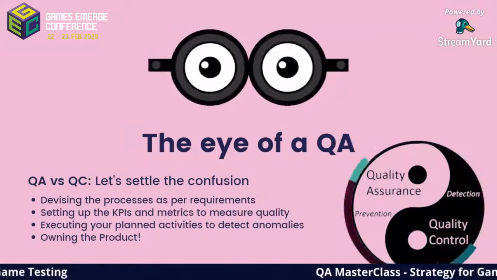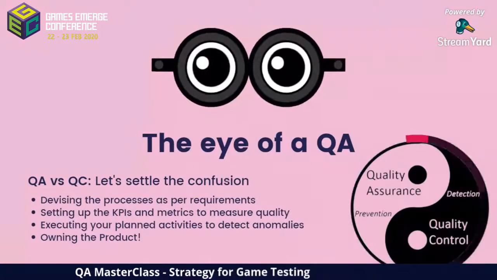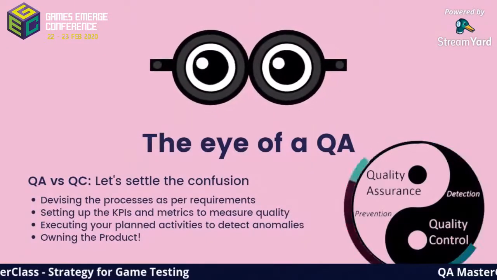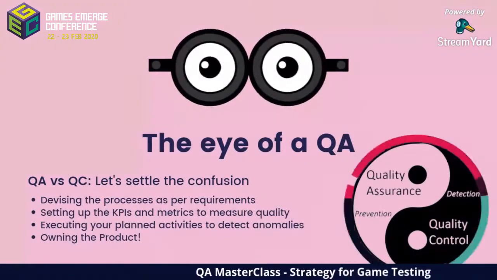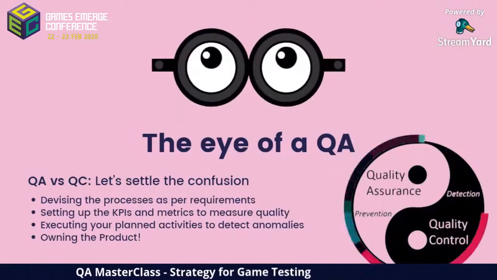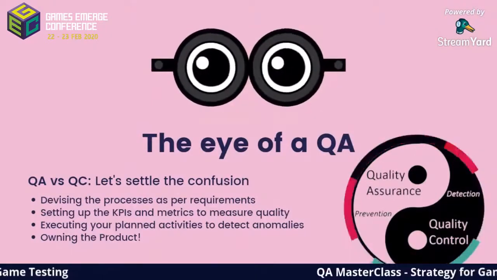Thirdly, we talk about executing your planned activities. You have your process line, you have your metrics and KPIs set, and now you execute your planned activities. The first two parts are for the QA, the second two parts are for the QC. As a game tester or as a game QA, you have to encompass the entirety of it.